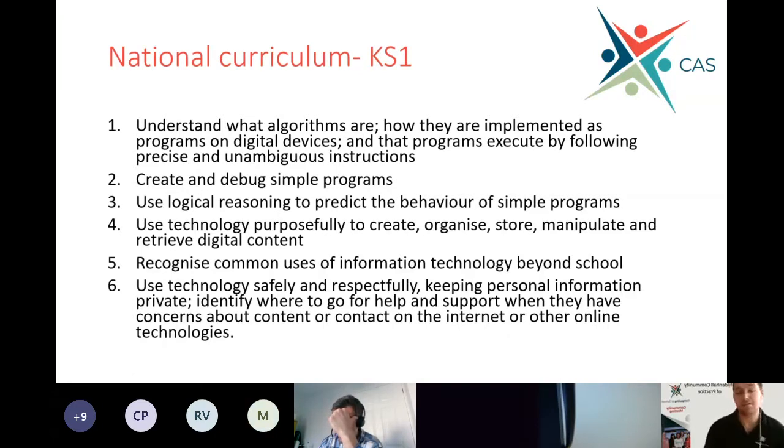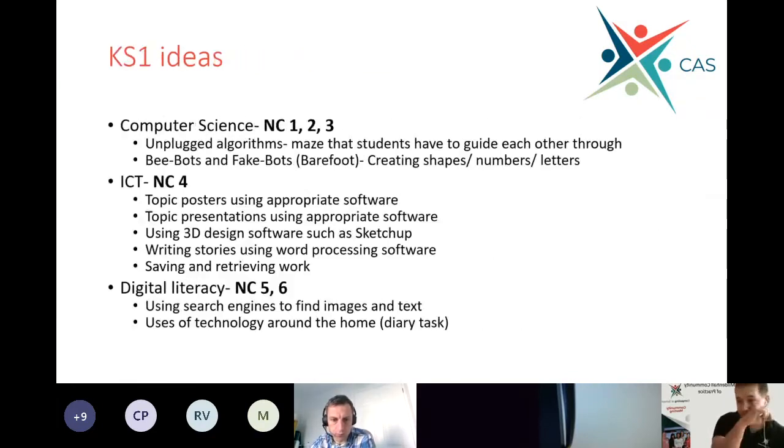So obviously I'm not a primary school teacher. This is one of the areas I had to do a little bit of research to come up with a few ideas, so I'm more than happy for anyone else to share some of their ideas. But I've split it up into the three strands: the computer science element, the ICT element, and the digital literacy element. So computer science relates to points 1, 2, and 3. So things such as unplugged algorithms, so they don't necessarily have to be using a computer straight away.